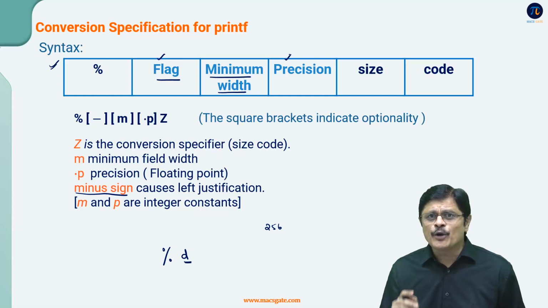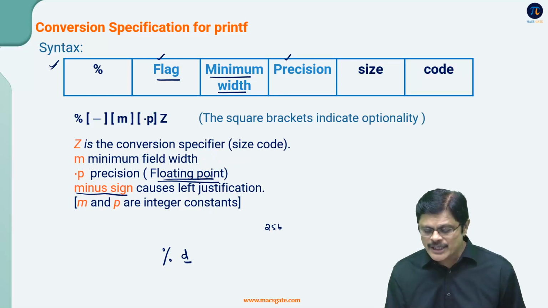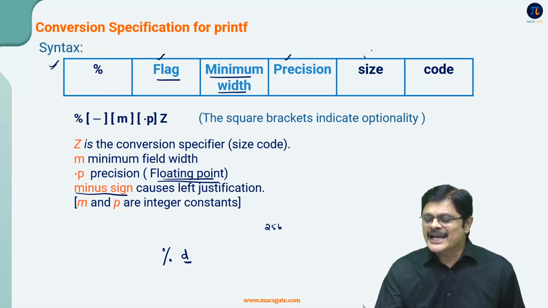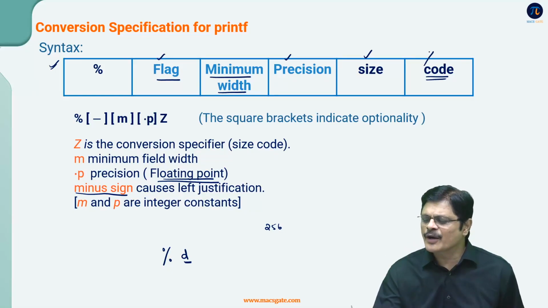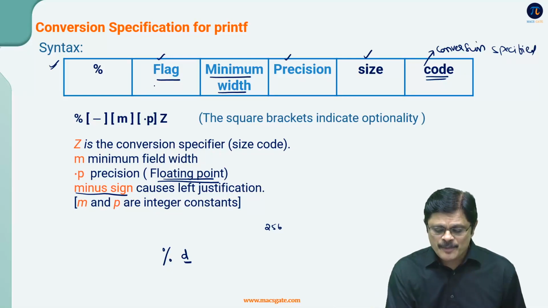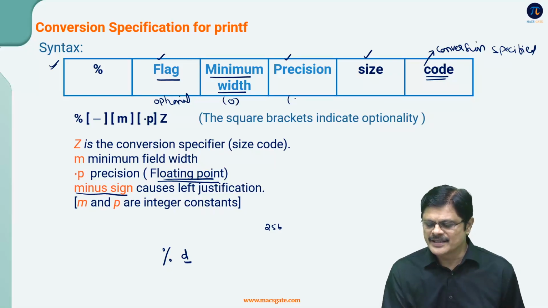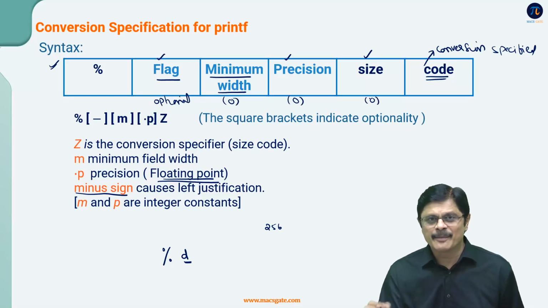The precision field is only used together with floating points, my dear friend. The size modifier like h or l can be used. This code is our regular conversion specifier, my dear friend. Of course, this is compulsory. These are all optional. This is optional. This is also optional. This is also optional. Size also depends on your type, my dear friend. So you can't say it is optional. It depends on the type. Optional or depends on the type.